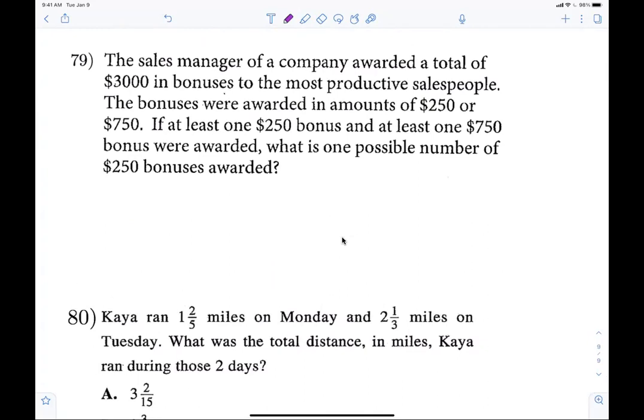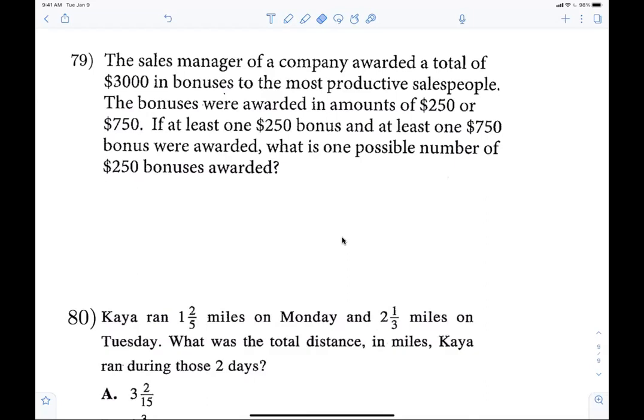At least one 250 bonus and at least one 750 bonus dollar. What is the possible number of 250 bonuses? What are you thinking? Probably 3, 6, 9. Wow, very smart. He is correct. It could be either 3, 6, or 9.